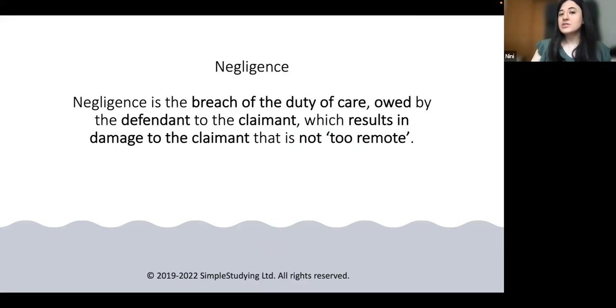Explain negligence. Negligence is the breach of the duty of care owed by the defendant to the claimant, which results in damage to the claimant that is not too remote. Therefore, the four requirements of negligence are duty of care, breach of duty, causation, and remoteness.